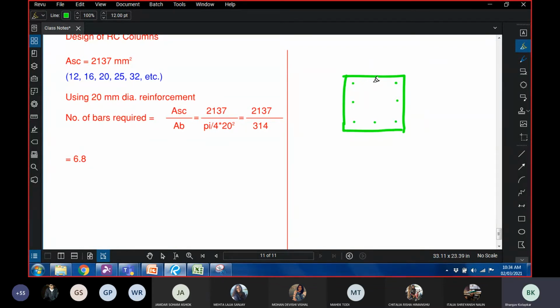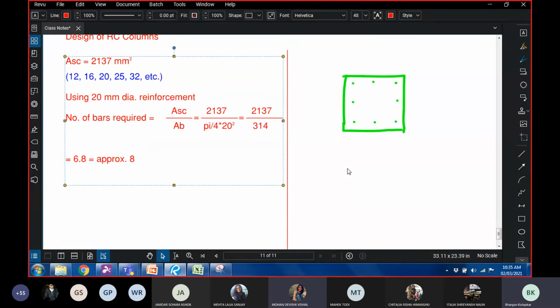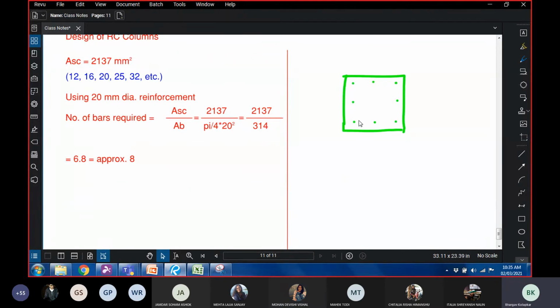So the next possible number is 8. Okay. So when I say 6.8, I can approximate it to 8 bars, which is approximately equal to 8 bars. So what I have finally, had it been less than 6.5, would you have given... No, if it would be any number more than 4, I'll have to provide 8 bars. Because let's say the number is 4.2.